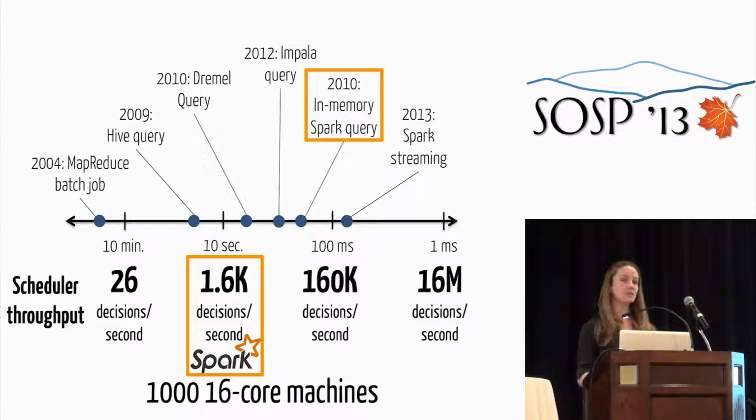And what you can see here is that there's already a gap. There's already about a 2 order of magnitude difference between the shortest latency jobs Spark can support and the throughput of scheduling decisions that it can make. Of course, you could design a centralized scheduler that provides higher throughput than this, but there's going to be some limitation. There's going to be some throughput at which a centralized scheduler can no longer keep up.